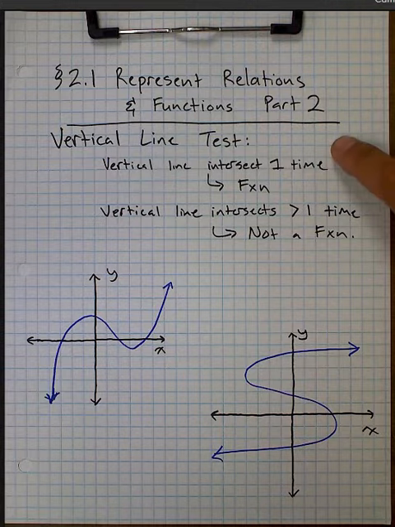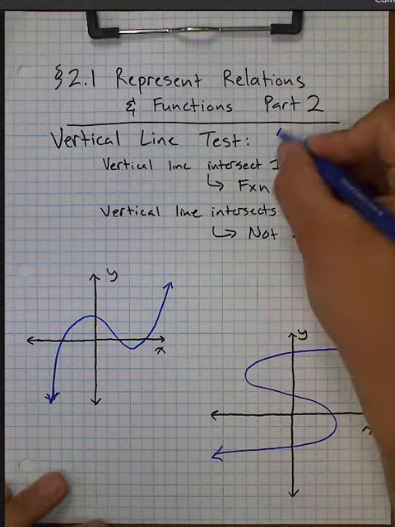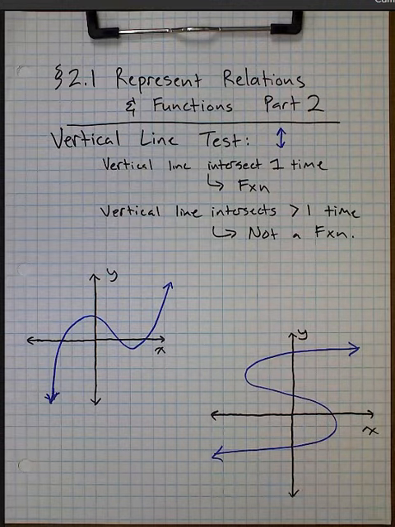With the vertical line test, what I mean by a vertical line are lines that go up and down, straight up and down. You can tell easily by looking at a graph whether it represents a function or not by just doing what we call the vertical line test.